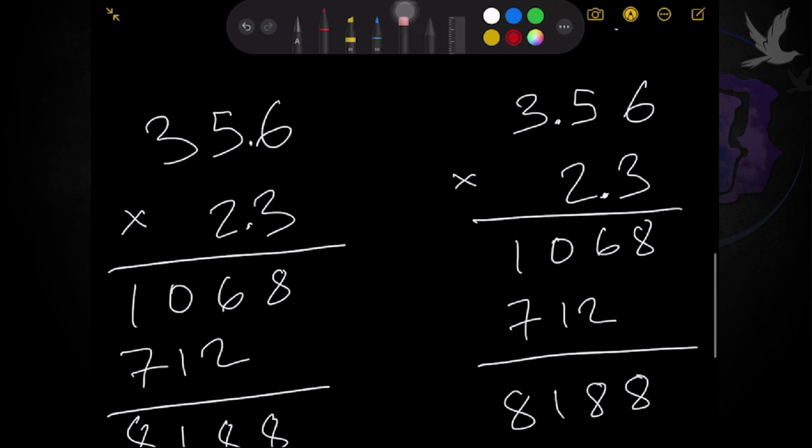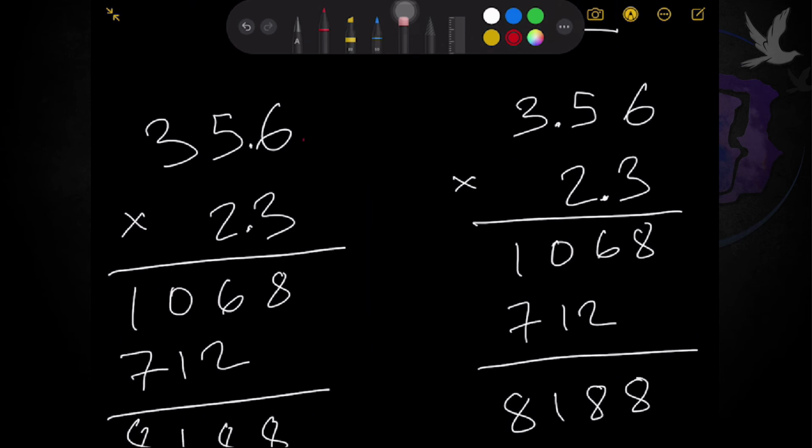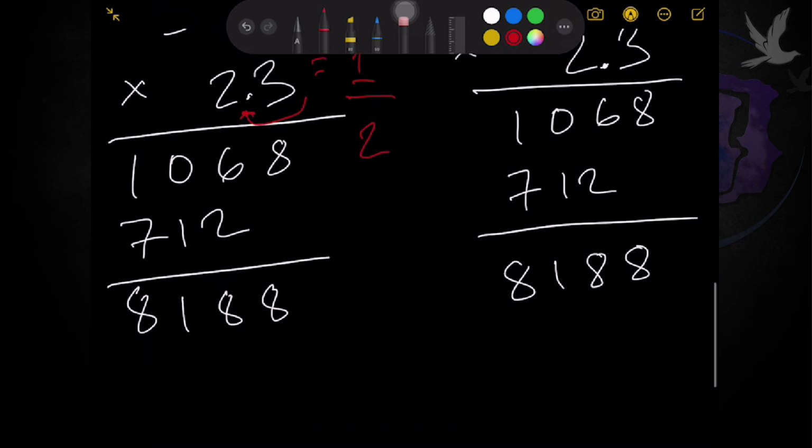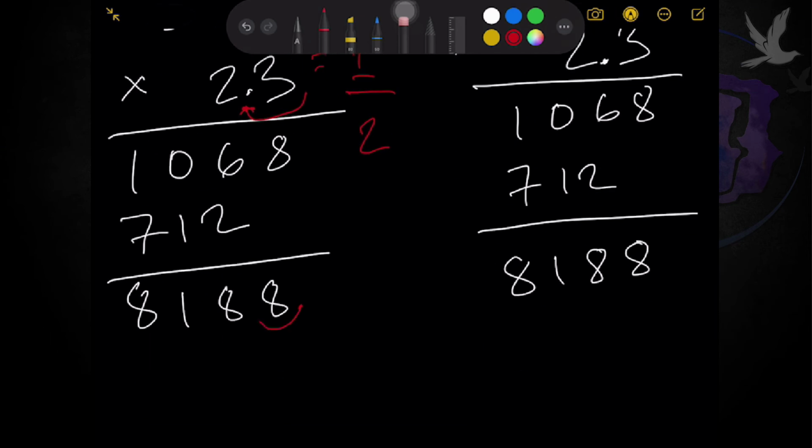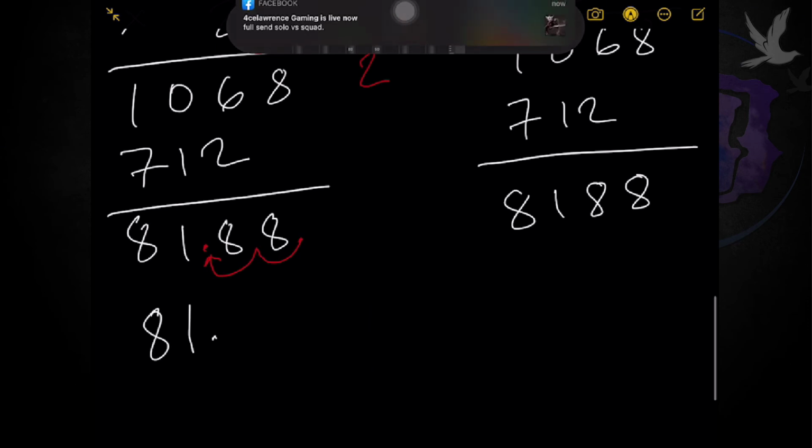Okay, so if you notice here, sa 35.6, we move one decimal to reach the decimal and another one decimal place to reach the decimal for 2.3. So which means we moved one decimal place here and we moved another one decimal place here, which means we moved a total of 2 decimal places, which means you need to move 2 decimal places for our answer. So starting here, we have 1, 2. So ang final answer natin dito is 81.88.